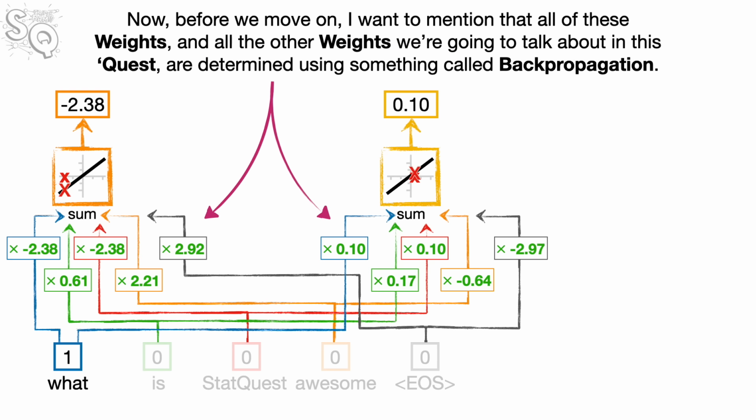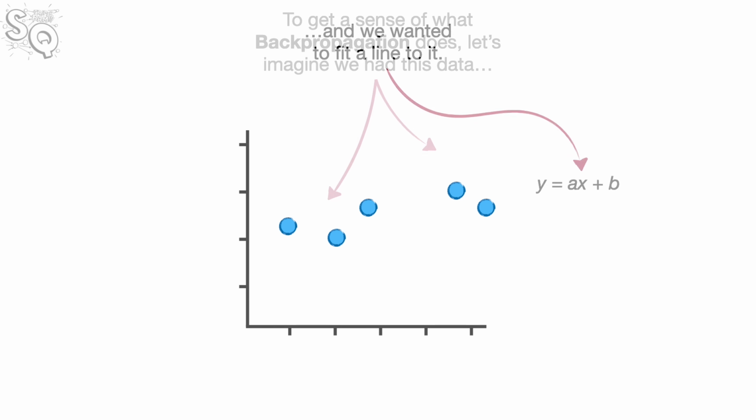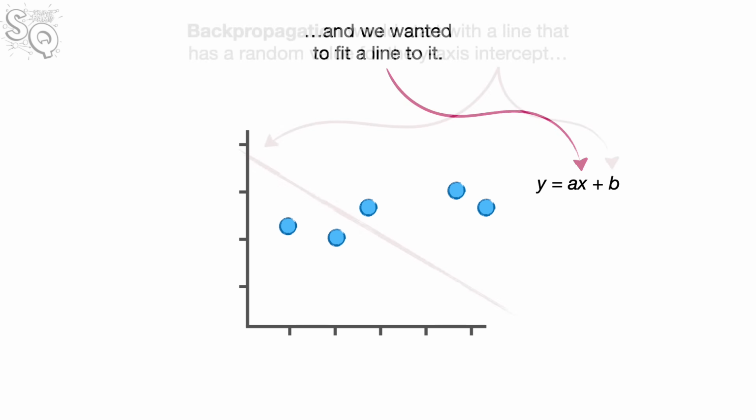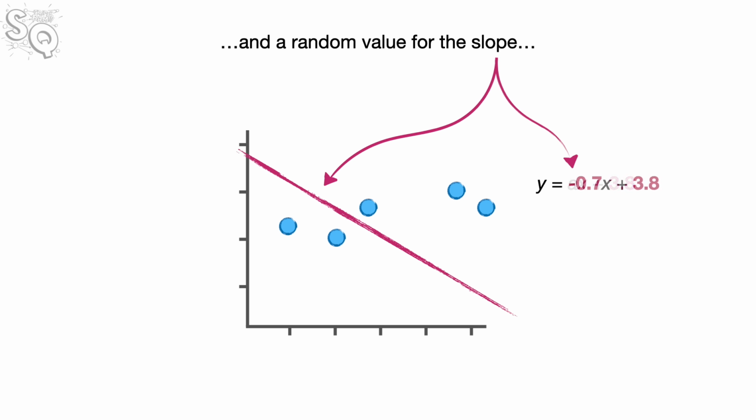Now, before we move on, I want to mention that all of these weights and all of the other weights we're going to talk about in this quest are determined using something called backpropagation. To get a sense of what backpropagation does, let's imagine we had this data, and we wanted to fit a line to it. Backpropagation would start with a line that has a random value for the y-axis intercept and a random value for the slope.